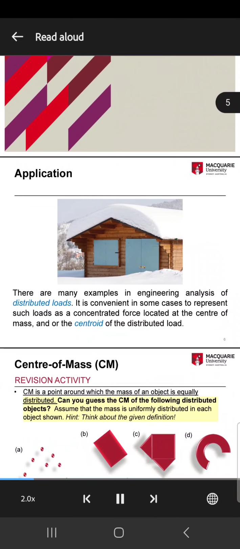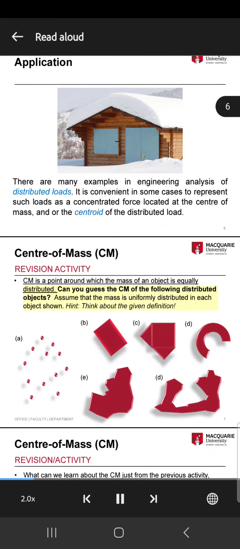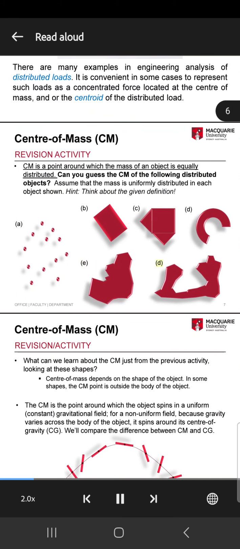Can you guess the CM of the following distributed objects? Assume that the mass is uniformly distributed in each object shown. Hint: think about the given definition.